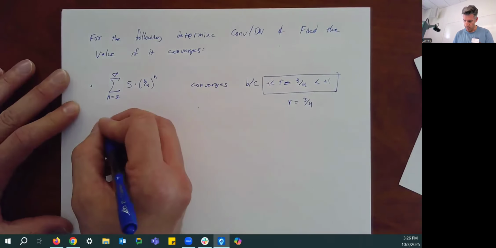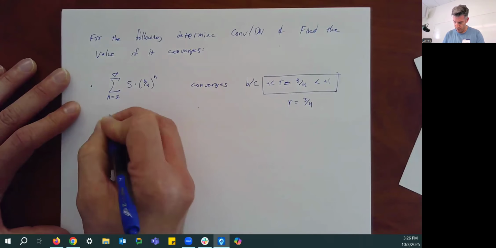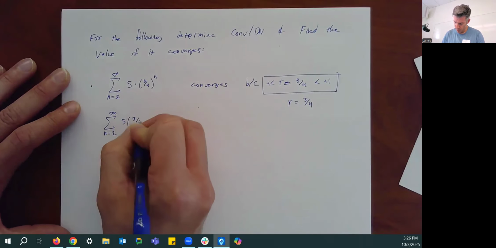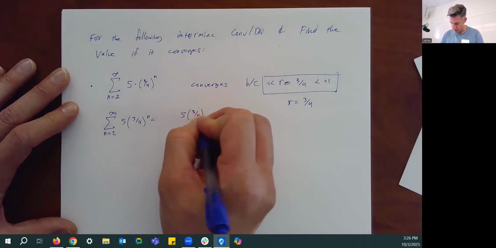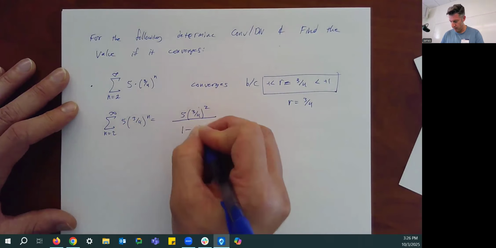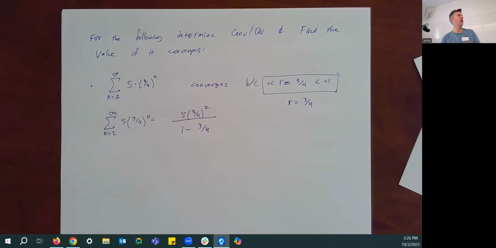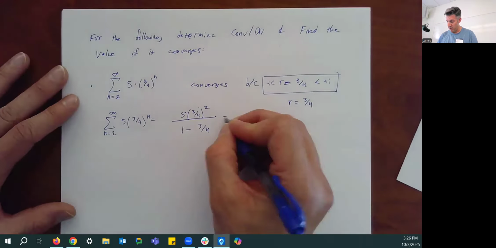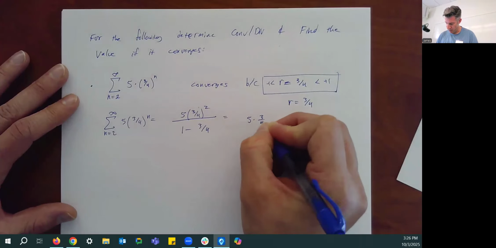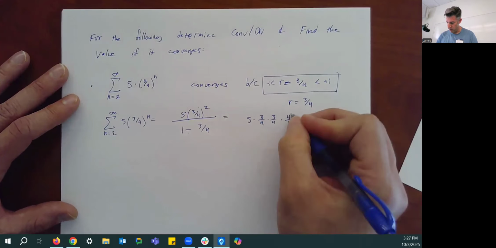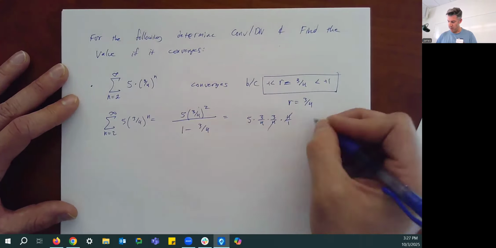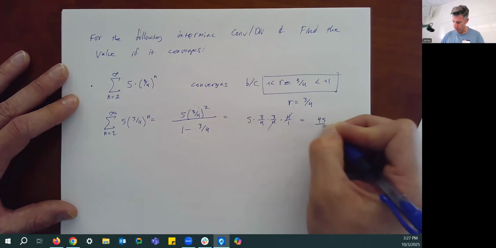Let's see. So this converges to, well, it's going to equal the first term, which is 5 times 3/4 squared, divided by 1 minus 3/4. You probably want to err on the side of safety here and simplify. This is 5 times 3/4 times 3/4 divided by 1/4, or multiplied by 4 over 1. One of those fours cancels, and you're left with 5 times 9 over 4, or 45 over 4.